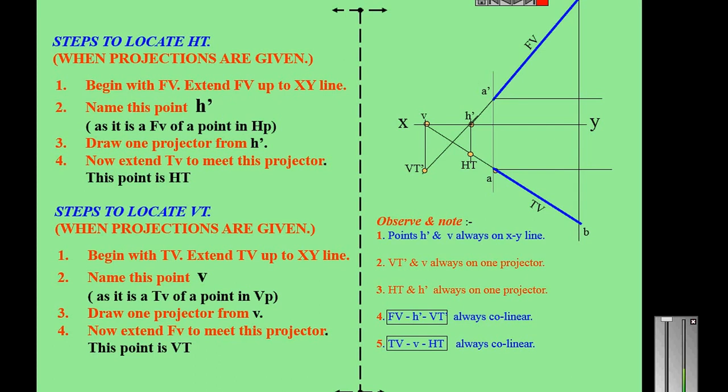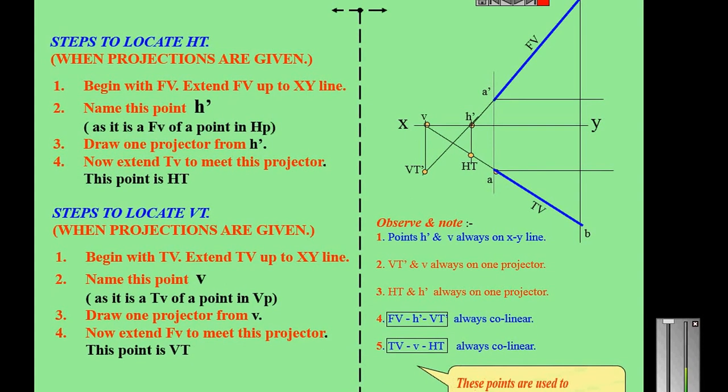So this is very important. Points H dash and v are always on the reference line, XY line. H dash means the front view of the horizontal trace and v means the top view of the vertical trace. VT and v are always on one projector, HT and H dash are always on one projector, and the front view, H dash and VT are always collinear. Top view, v and HT are always collinear. So this is very important.